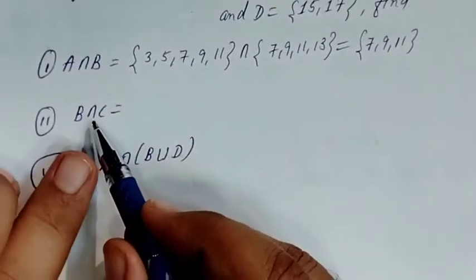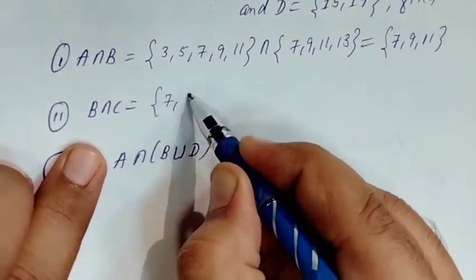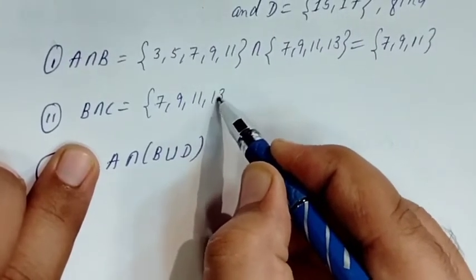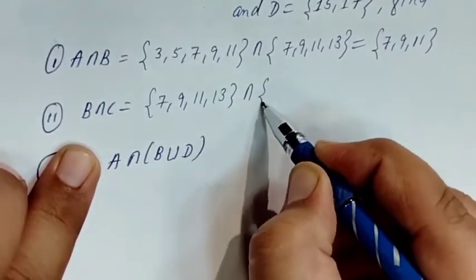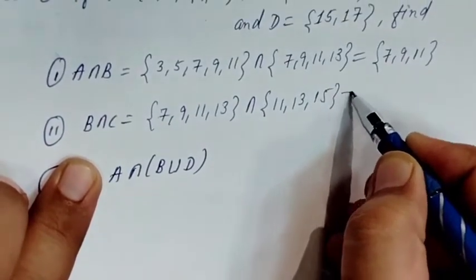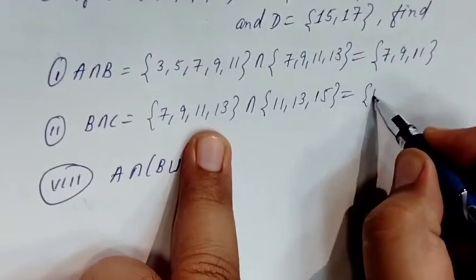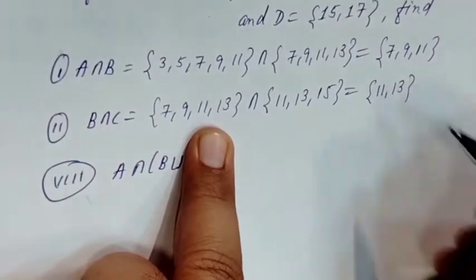Now we have to find B intersection C in the second part. What is B? It is 7, 9, 11, 13. Intersection. What is C? It is 11, 13, 15. So what is common? You can see 11 and 13 are common. So the result would be 11 and 13.